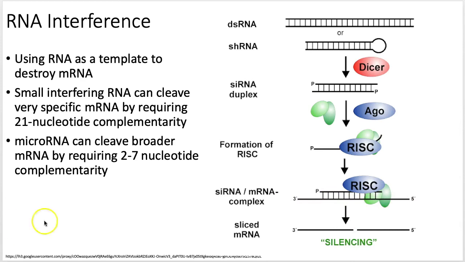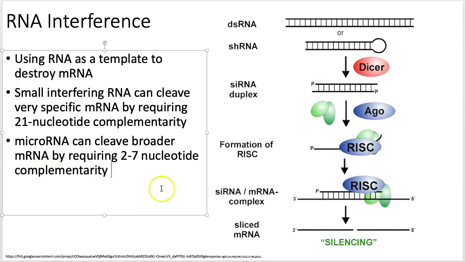MicroRNA is similar, but it doesn't require as much complementarity. So with small interfering RNAs, you need like the whole length of this to actually be complementary to the RNA you're trying to silence. MicroRNA is much less stringent, less stingy. So you could maybe only have like 2 or 3 or 7 nucleotides, as opposed to the entire length, which would be like 21 nucleotides long. And so you can knock out a bunch of different RNAs with only one microRNA. So it's a little broader, which is kind of cool.